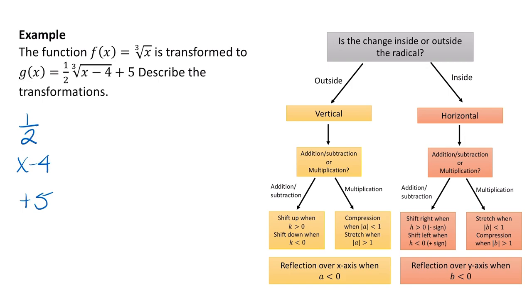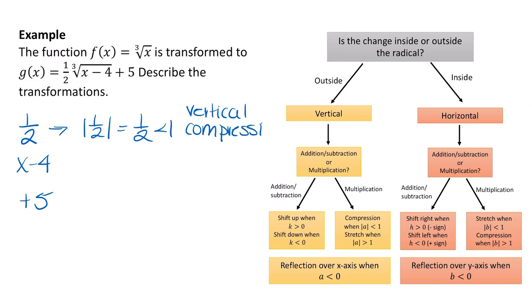So 1/2 is on the outside, right? It's outside the radical. So that means it's a vertical change. 1/2 is multiplying my radical, so that means it's going to be a compression or a stretch. Well, if I take the absolute value of 1/2, the absolute value of 1/2 is equal to 1/2, which is less than 1. So that means I have a vertical compression. Okay, so that's how you can use this chart to figure out the transformations.